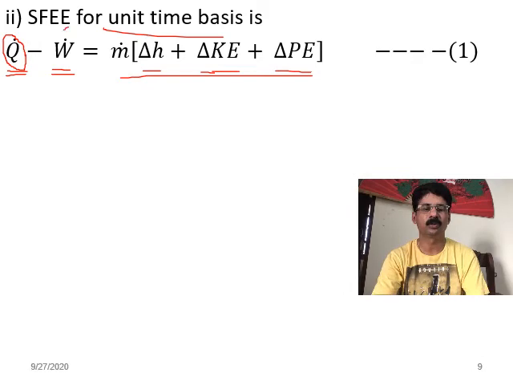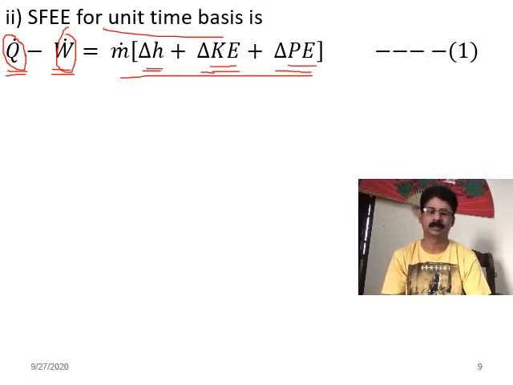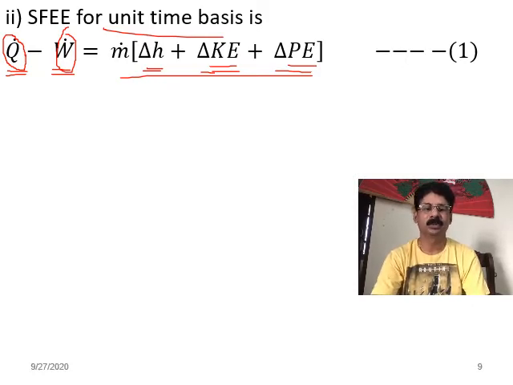Here also you have to put W dot, that means kilojoules per second basis. Now all the terms inside the bracket will always be in kilojoules per kg. So to convert that into kilojoules per second, all the terms inside the bracket are kilojoules per kg, but you want it in kilojoules per second.